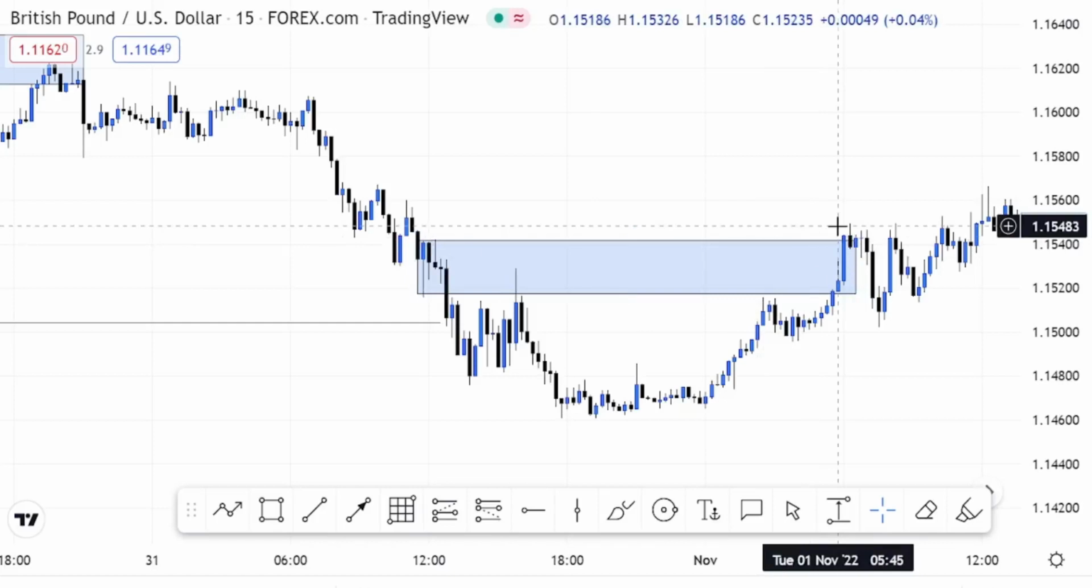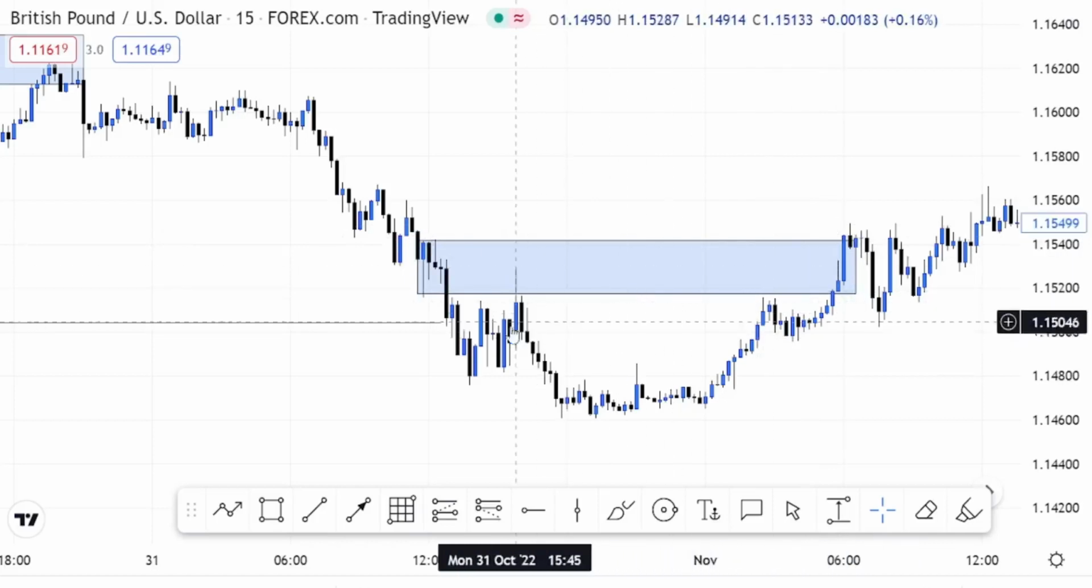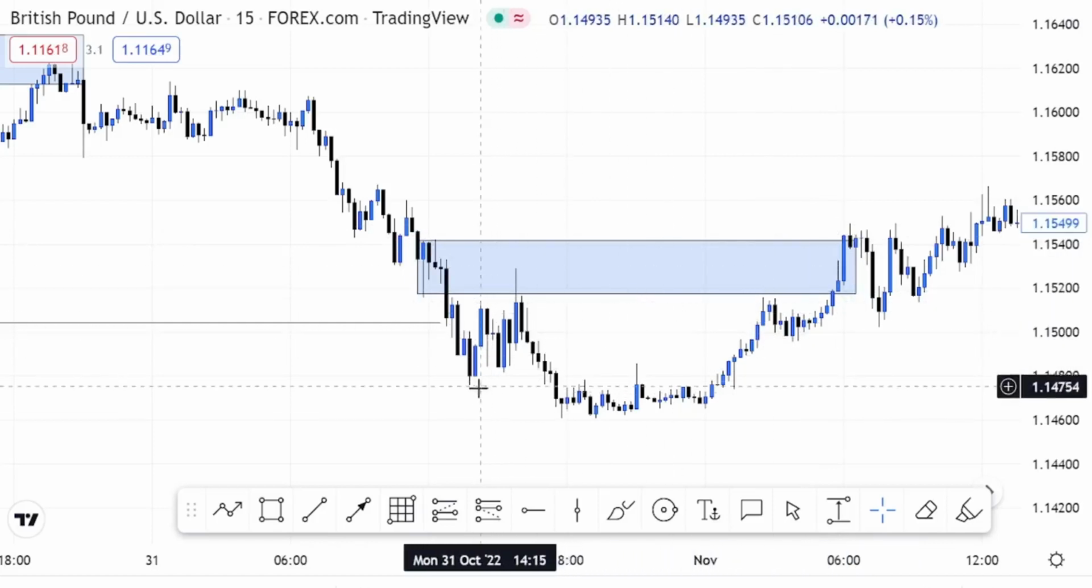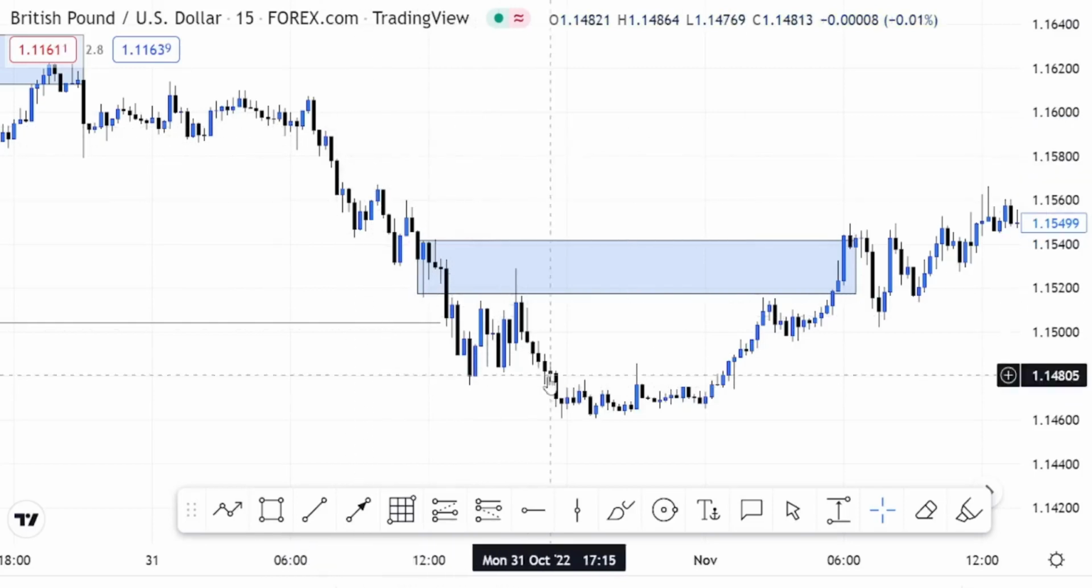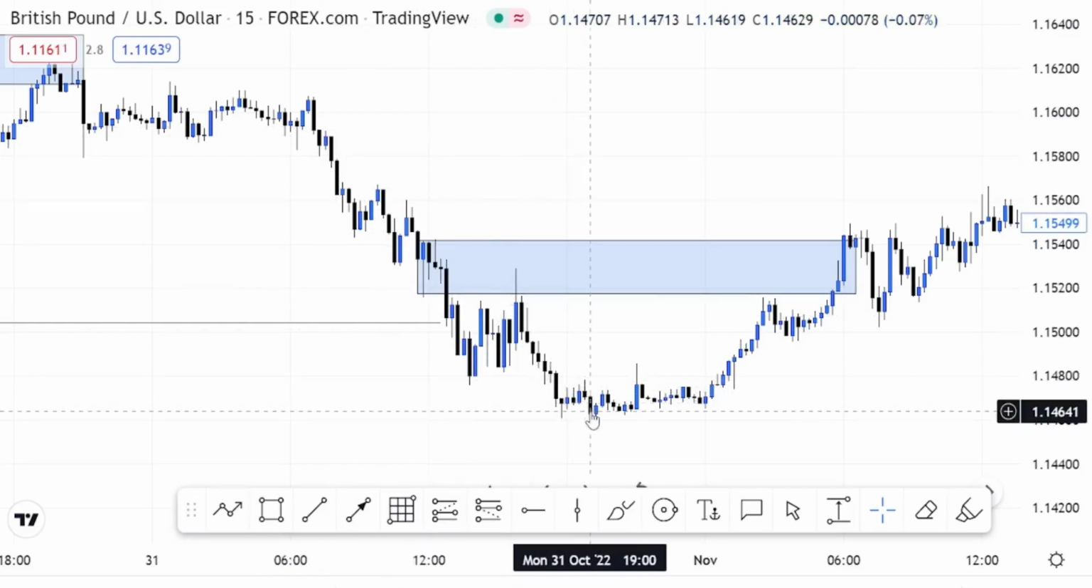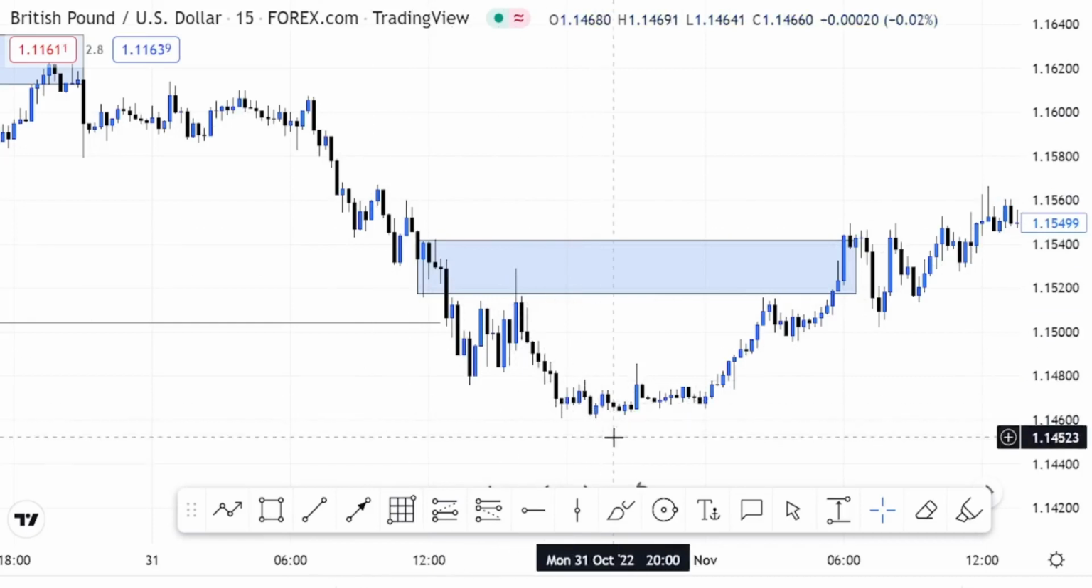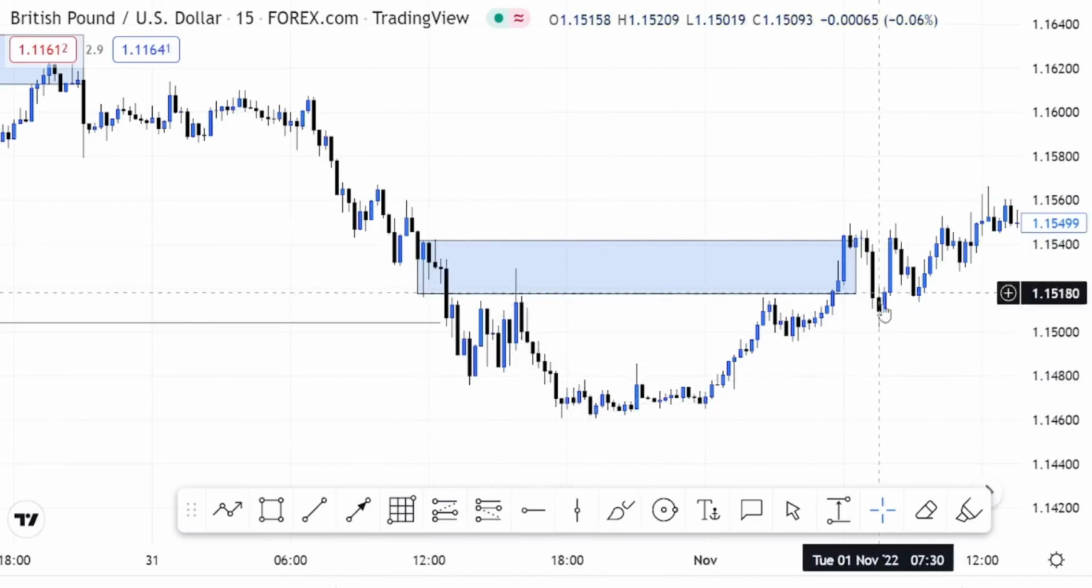All right, now as you can see, after that, some people will mark this as a break of structure. This is not a break of structure, guys. I want you to understand that that's not a break of structure. We see that this is one whole leg, one leg. All right, and then price went back up.